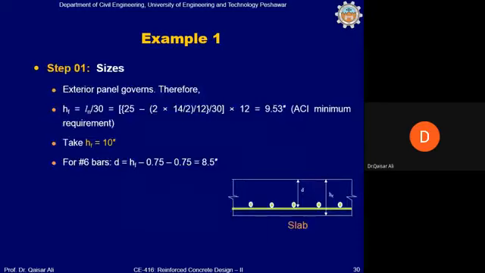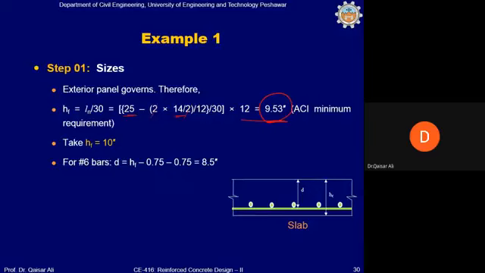So for 25 feet, we'll calculate the ln. Okay, the length is 25 feet center to center, and the column size is 14 inch. So we will deduct this column size on both sides. 2 into 14 divided by 2, which means 1 column size. This 2 will be cancelled with this. So half of the column on one side and half on the other side, which means 14, and divide by 12 to convert this into feet, and then divide by 30, which is ln by 30. So this will give us an initial estimate of 9.53 inch thickness according to the ACI requirement.